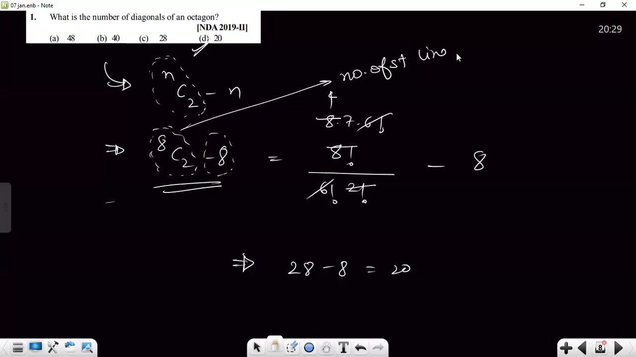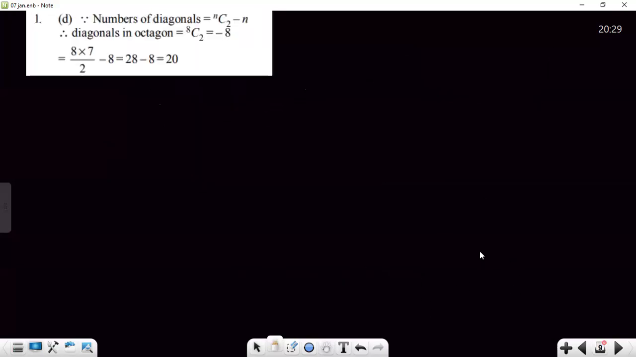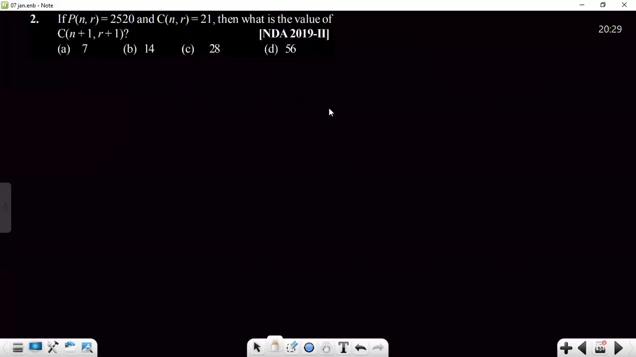Number of straight lines using 8 points. And these are the number of sides of the octagon. What is left is the number of diagonals. We have applied the same formula.